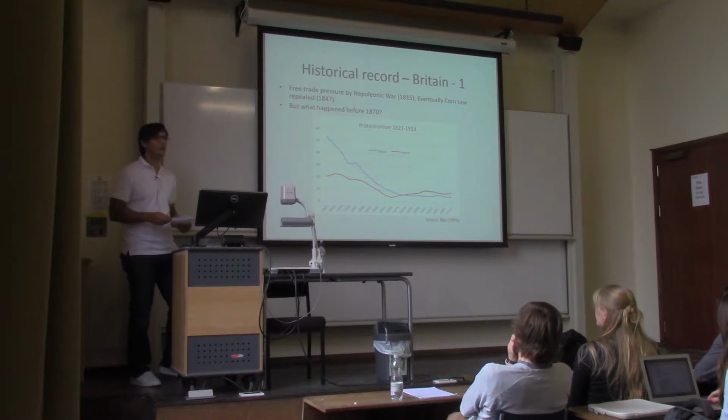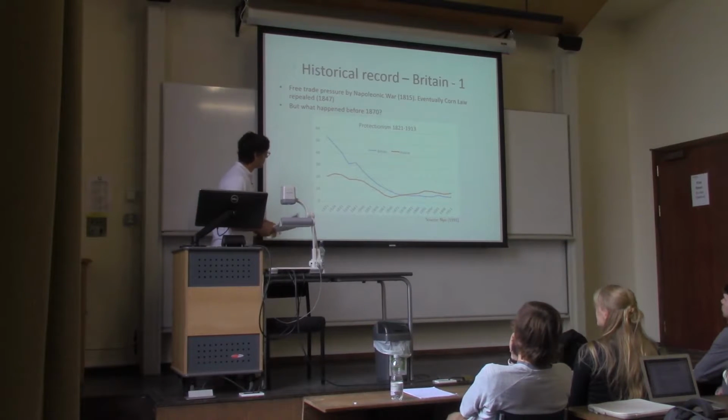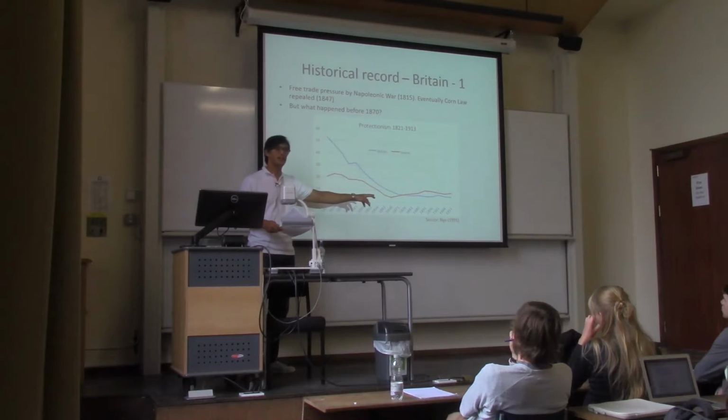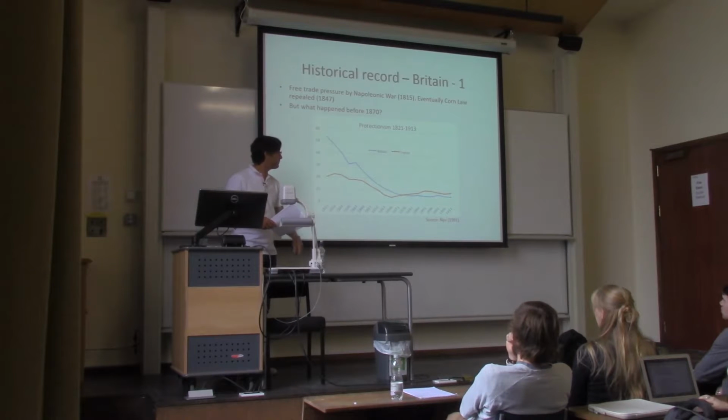So we'll talk about Britain and the U.S., and a little bit on continental Europe. And it's going to be a bit hard to see. This is 1821 to 1911. This is the weighted average tariff in both countries, the orange line being France, and the blue line being Britain.